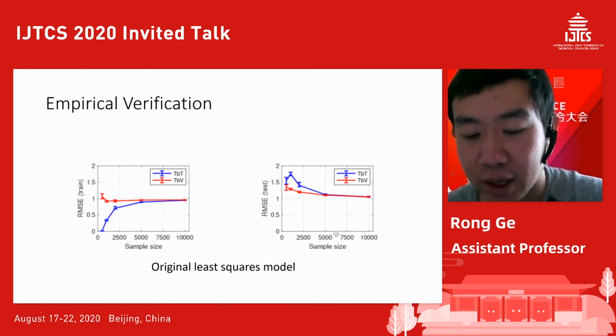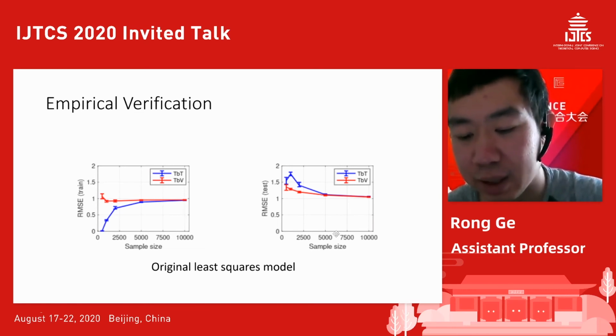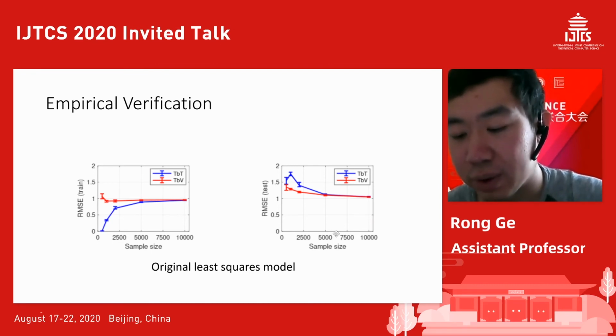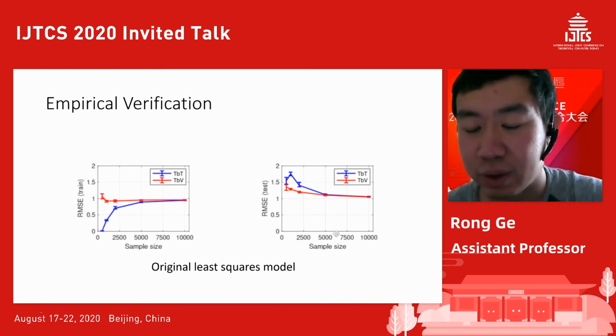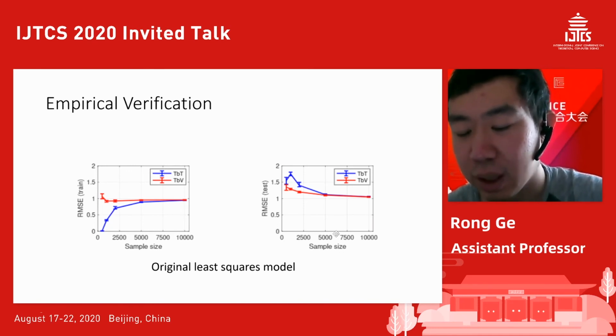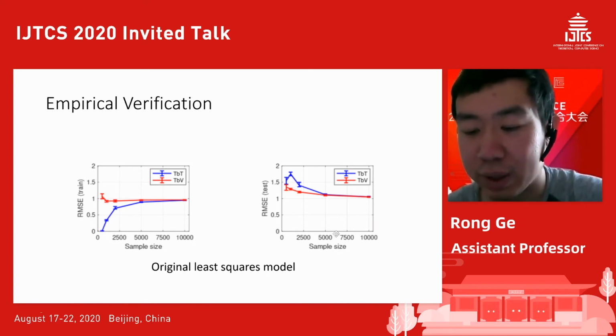And when we look at the figure on the right, this is going to be the test loss for train by train and train by validation. And as you can see, when the sample size is small, train by train has a significantly larger test error compared to the train by validation approach. But as the number of samples grows, the performance of the two becomes the same. So when you have a large enough number of samples, you don't need to worry about whether using train by train or train by validation.